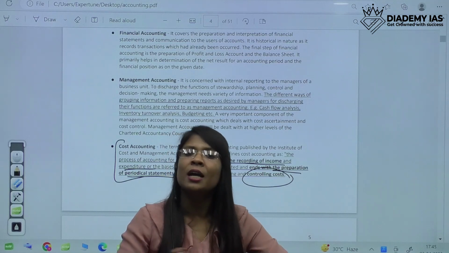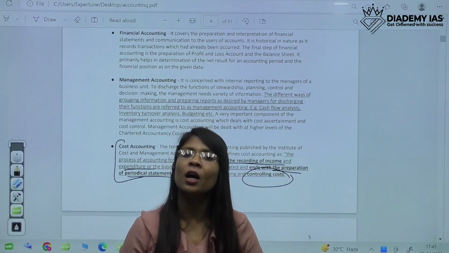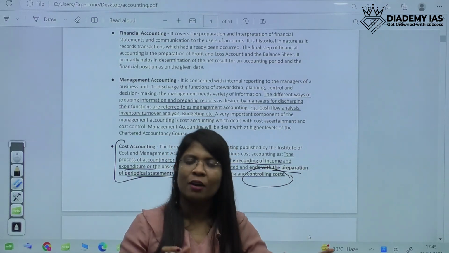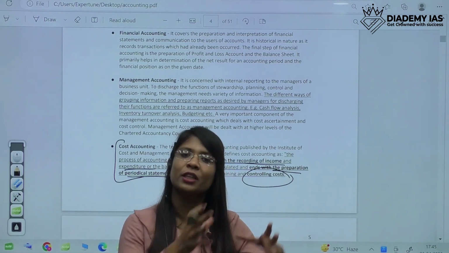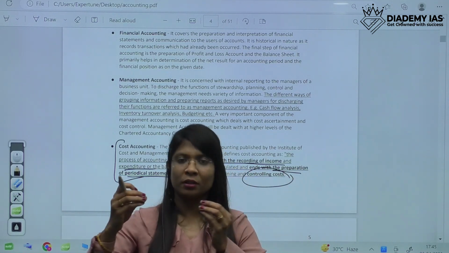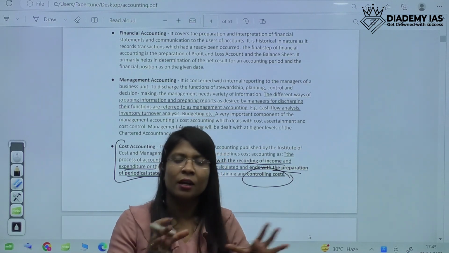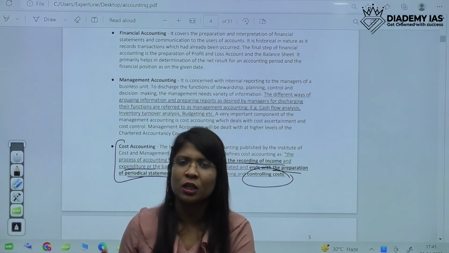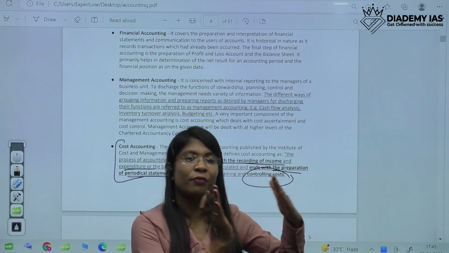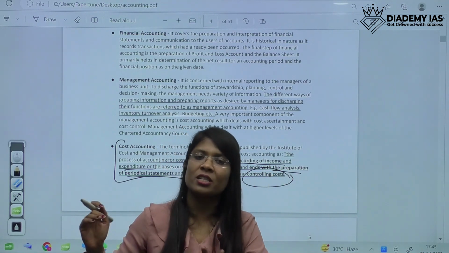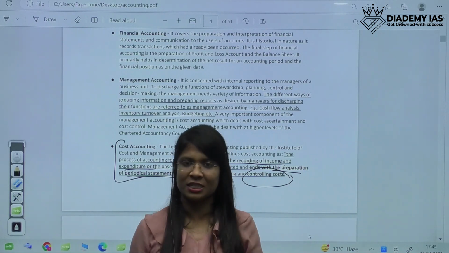Financial accounting is a bigger picture. It is concerned with the financial position of a company, whereas cost accounting is concerned only with controlling cost, or calculating the cost of certain products. So cost accounting is a different picture altogether, whereas financial accounting is the overall picture of the financial statements.